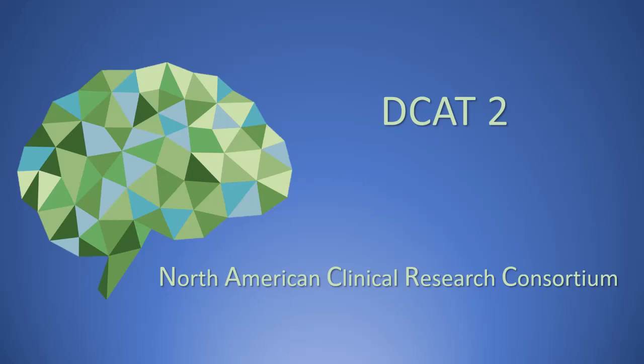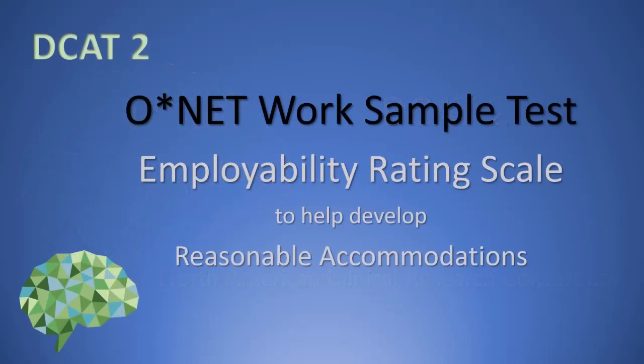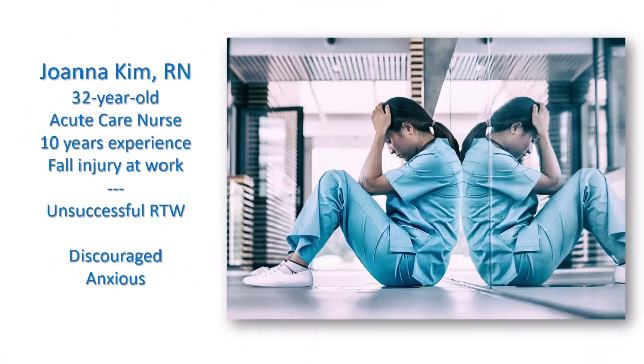I'm Dr. Len Matheson. Today's study focuses on the DCAT-2 O-Net work sample test using the Employability Rating Scale to help develop reasonable accommodations. Our case study today is Joanna Kim, a 32-year-old acute care nurse with 10 years of experience in her job, who experienced a fall injury at work from which she appeared to have recovered. After receiving rehabilitation for her musculoskeletal injuries, she was unsuccessful in returning to work due to unanticipated cognitive problems.